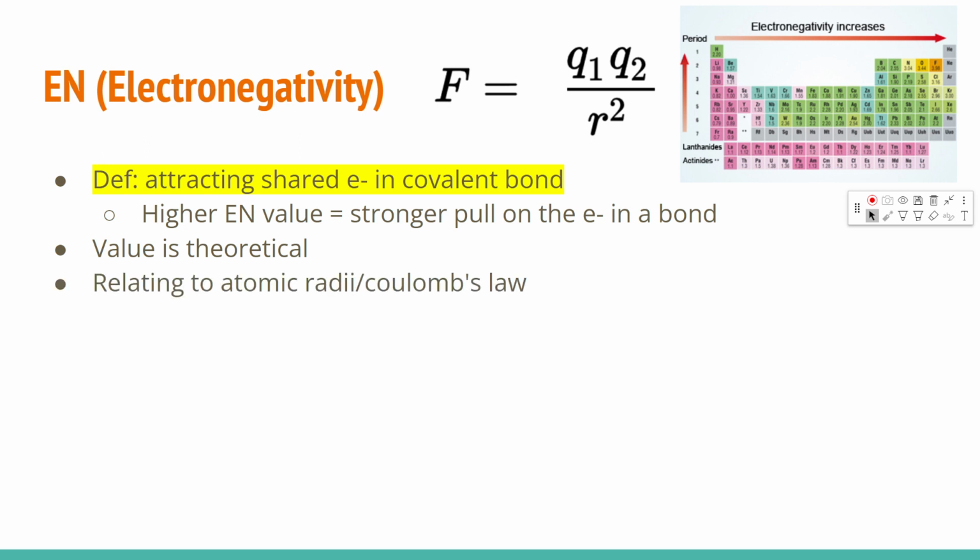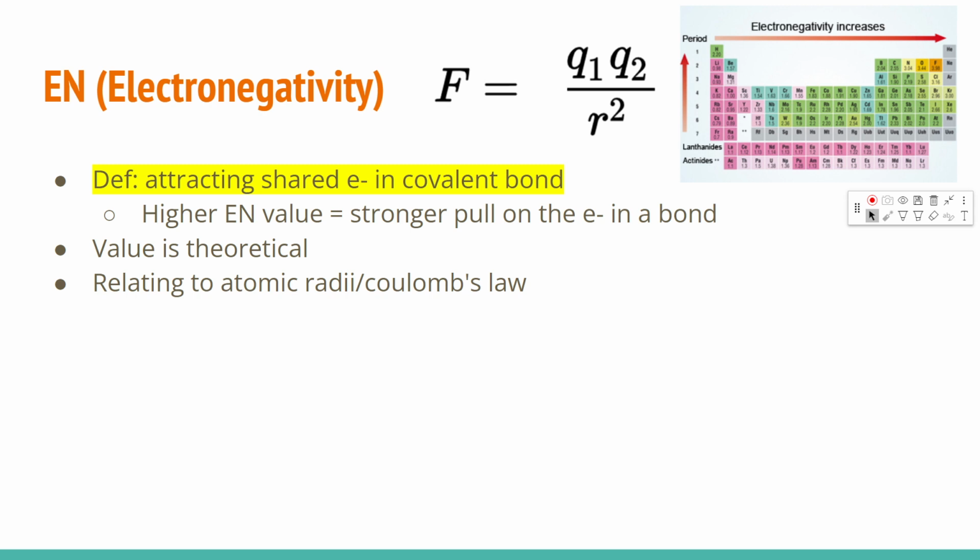So when I'm thinking about Coulomb's law and the radius, I have to think about what's happening as I go from left to right, for example. When I'm going from left to right, I have more protons in my atom. And so those protons can attract more electrons from a different atom compared to something that has less, going from left to right.